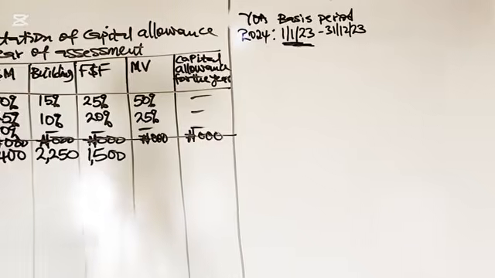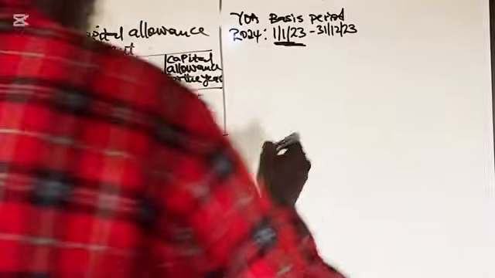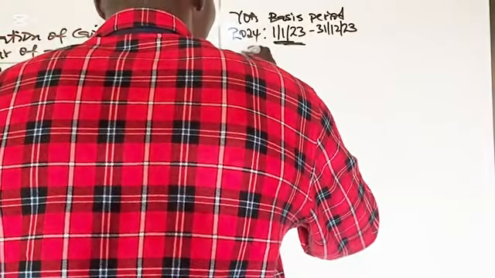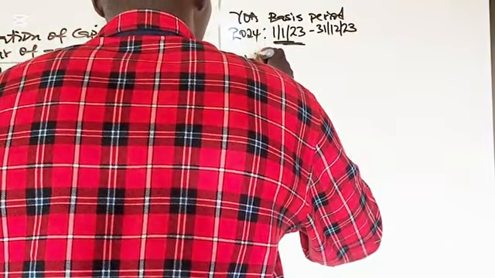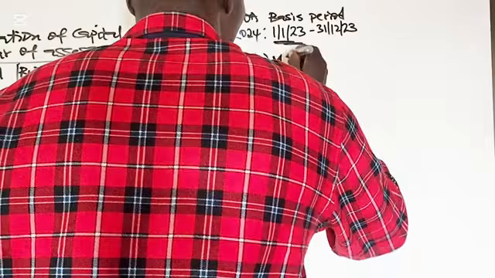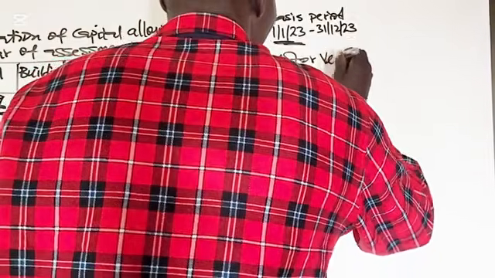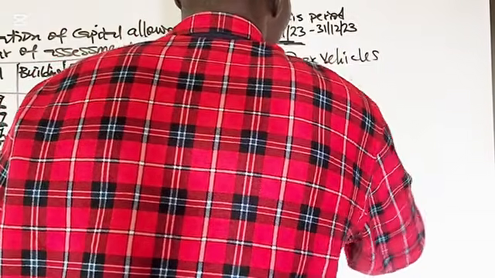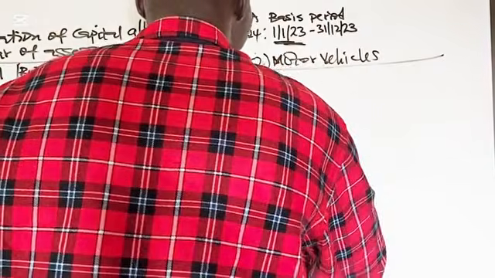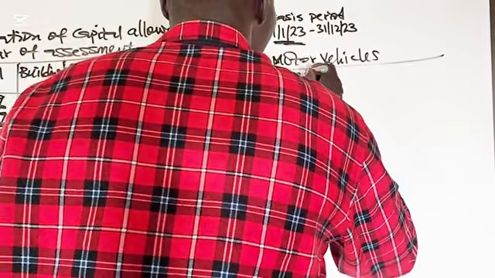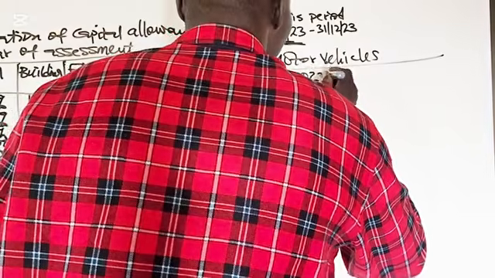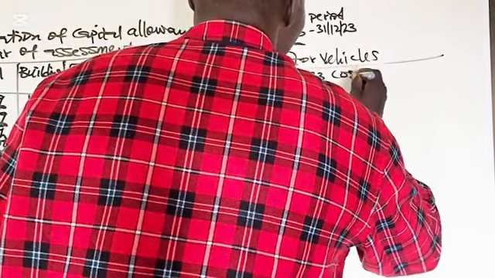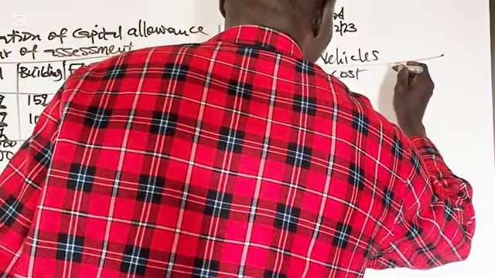So remember motor vehicle, let me have that as working. Working two, motor vehicles. The one acquired as of 1st of January 2023, we have the cost of that to be 8.5 million naira.